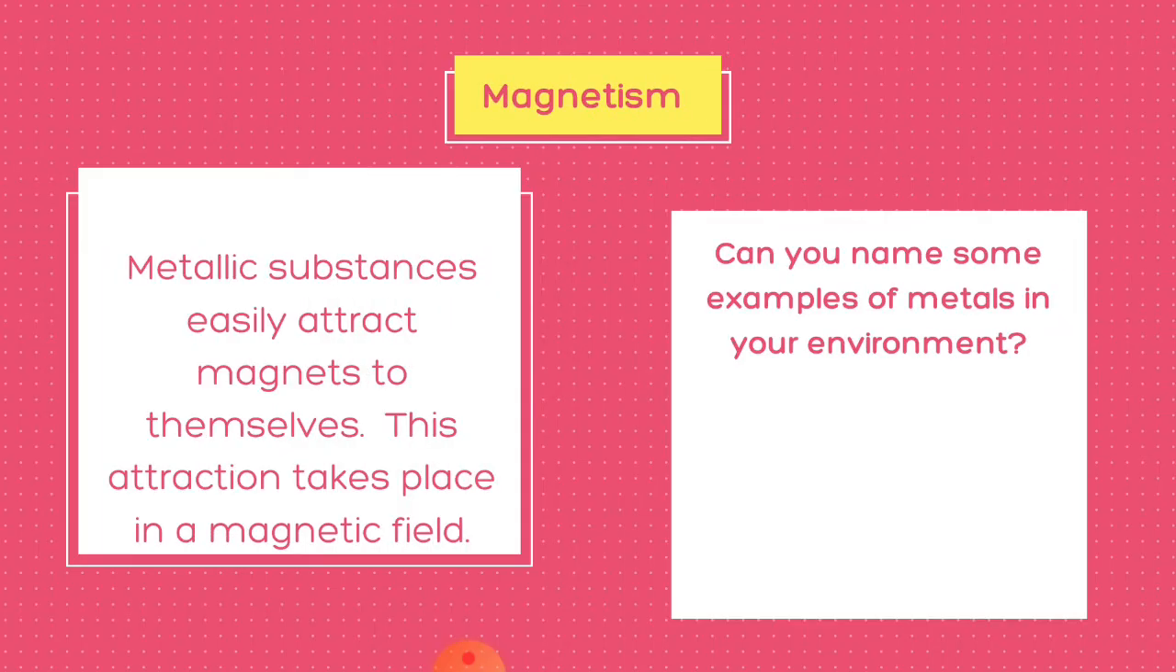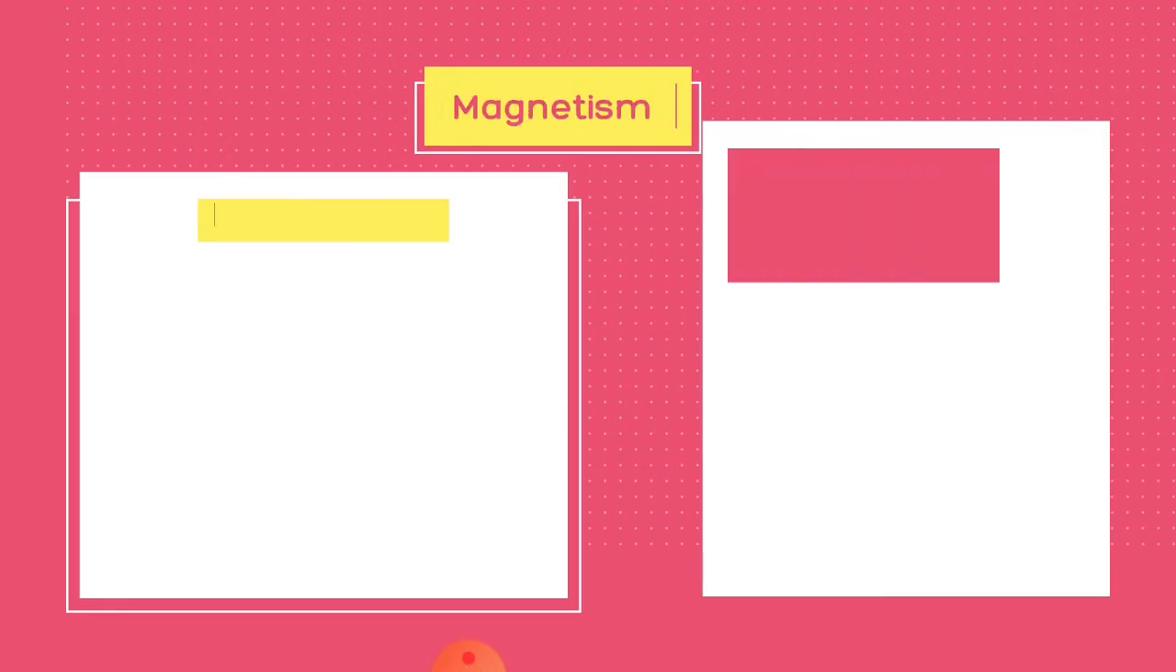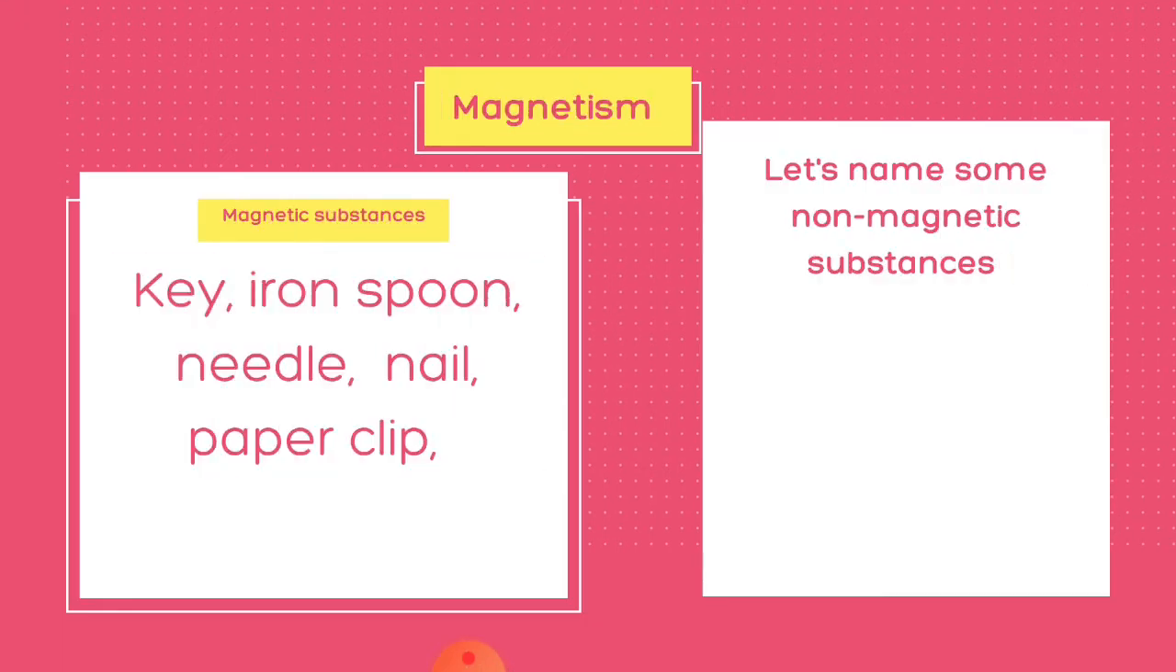Now, only metallic substances easily attract magnets to themselves. And this attraction takes place in the magnetic field. Now, can you name some examples of metals in your environment? Metals. Let's go. Key, iron spoon, needle, nail, paper clips. All these are examples of magnetic substances and they are made of metals.